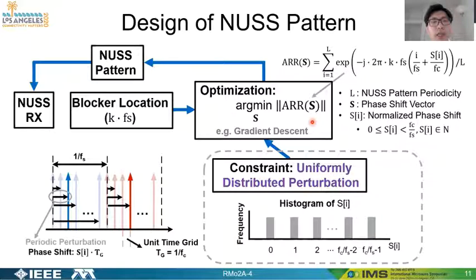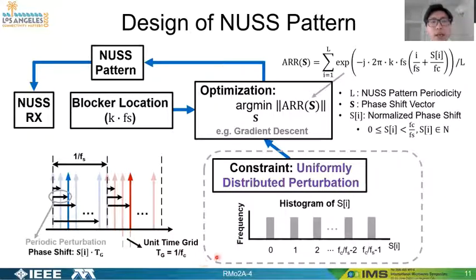First, the normalized phase shift S of I should be an integer from 0 to Fc over Fs. In this way, the periodic perturbation is an integer multiple of a unit time grid, Tg. This time grid, Tg, is the reciprocal of the carrier frequency, which makes sure that the signal can be directly down-converted to DC without any conversion loss.